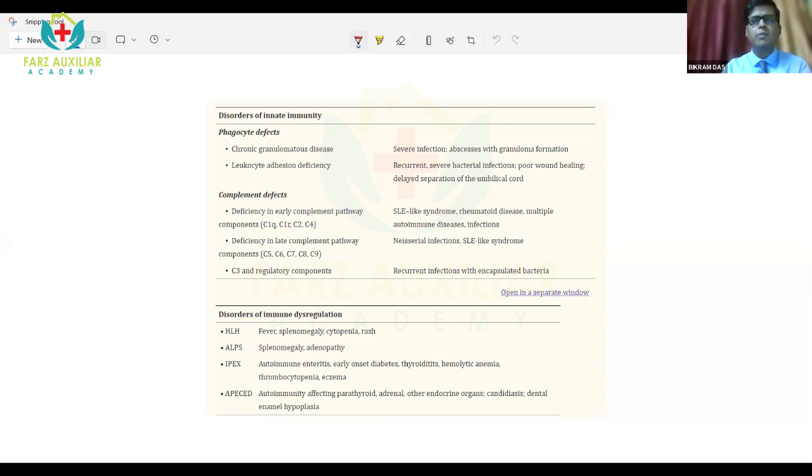So what is the mechanism of autoimmunity? How it occurs? Sorry, there's a lot of noise.